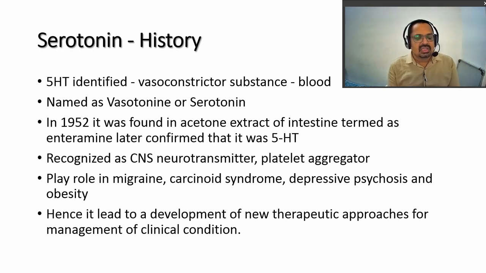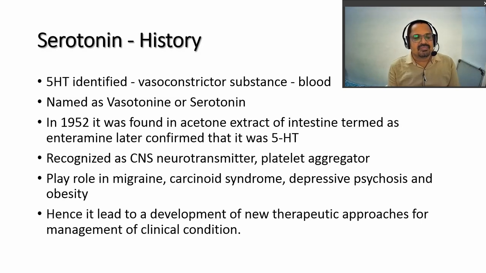previously discovered. It is also found in the CNS, where it acts as a neurotransmitter, and in the peripheral region it acts as a platelet aggregator. In the CNS it acts as a neurotransmitter, and therefore it plays an important role in migraine, carcinoid syndrome, depression, psychosis, and obesity. This neurotransmitter, or substance, or autocoid we can say, is found in the peripheral region as well as in the CNS region. It has developed a new therapeutic approach.